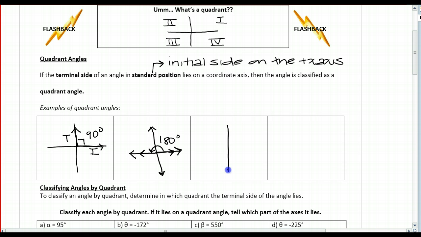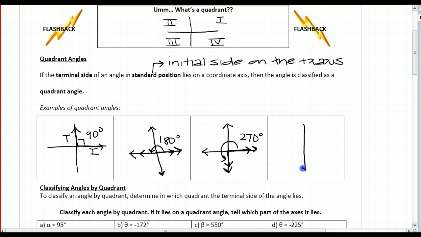The third quadrant angle, I'm sure you've been able to guess, is the angle that has its initial side on the positive x-axis and its terminal side on the negative y-axis. And this is a positive 270-degree angle.